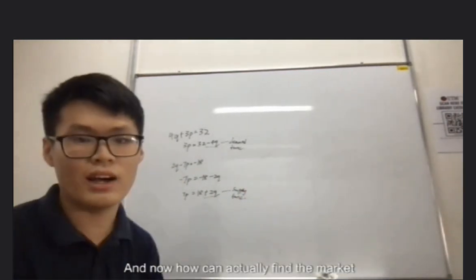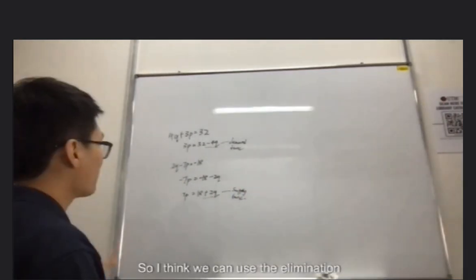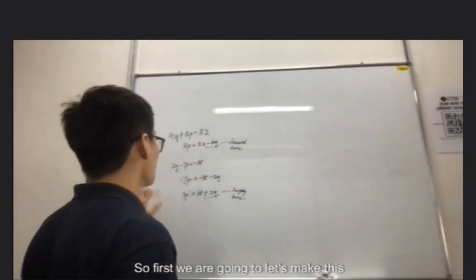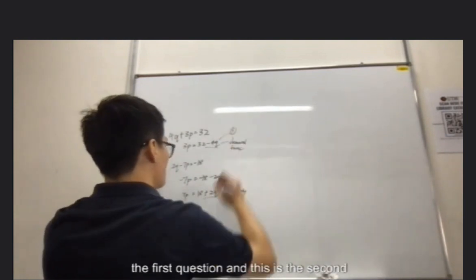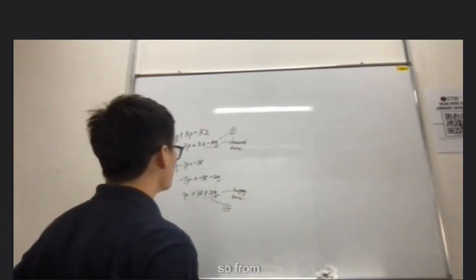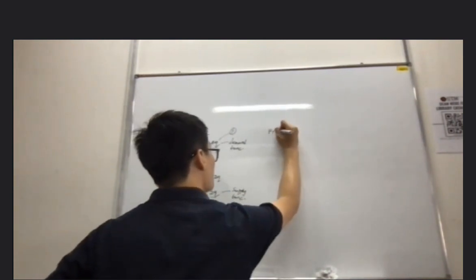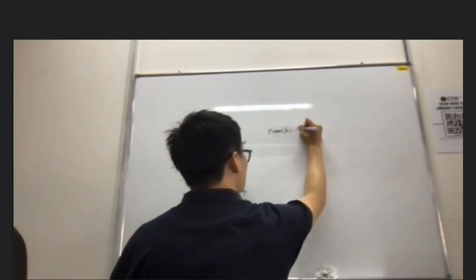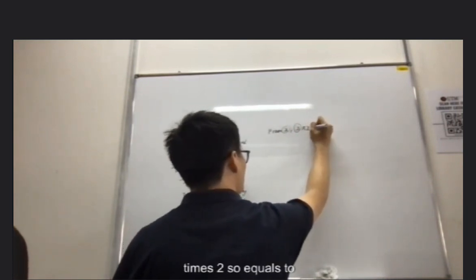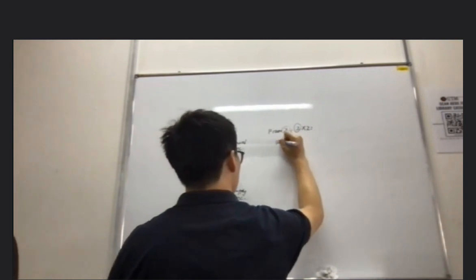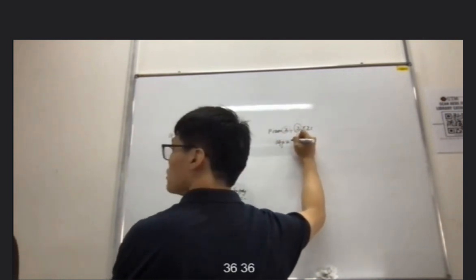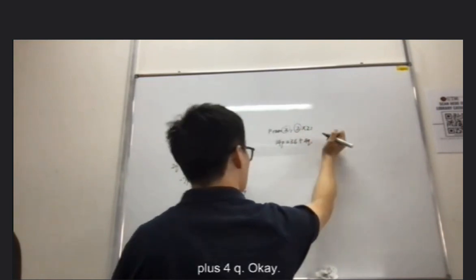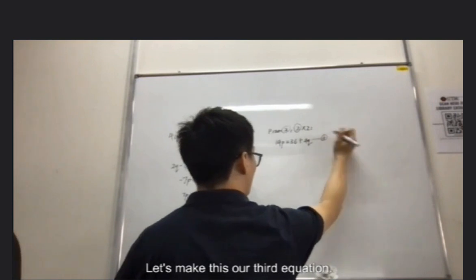Now, how can we actually find the market equilibrium point? I think we can use the elimination method. Let's make this the first equation and this the second equation. From the second equation, let's make it times 2, so 14p equals 36 plus 4q. Let's make this our third equation.